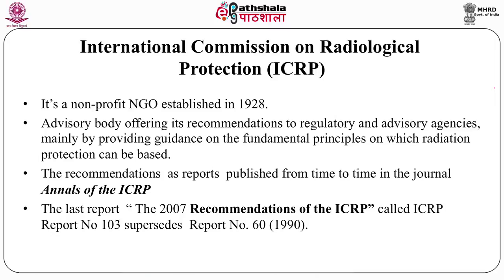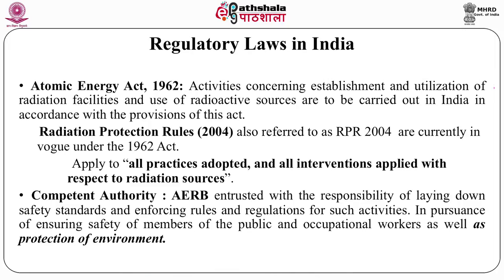The last comprehensive report on radiation protection was released by ICRP in 2007, and it is called the 2007 Recommendations of the ICRP, in its report number 103, which supersedes its earlier report, report number 60, issued in 1990. So most of the regulations, permissible limits and other recommendations adopted by different countries worldwide are mainly based on the ICRP recommendations. So what are the regulatory laws in India on radiation protection?